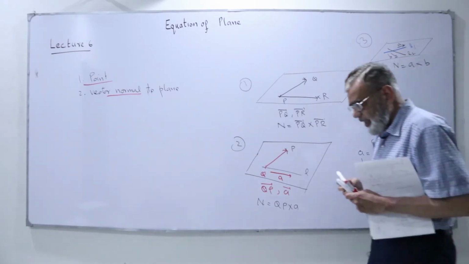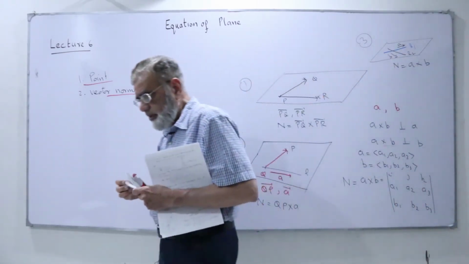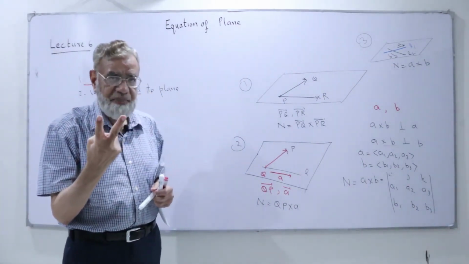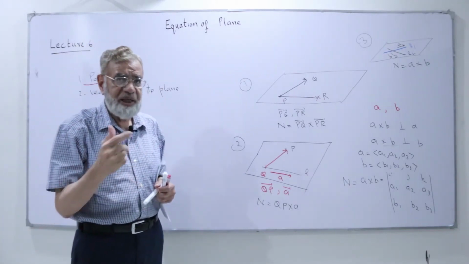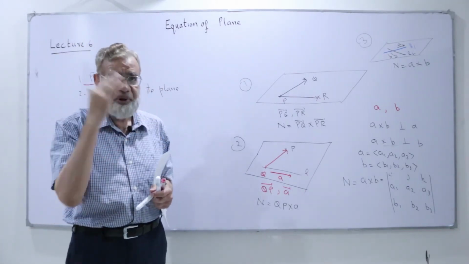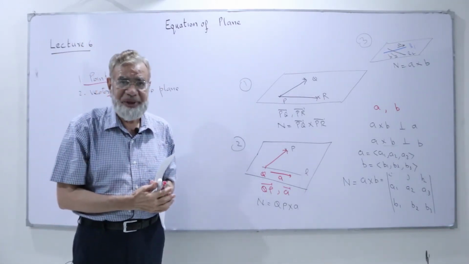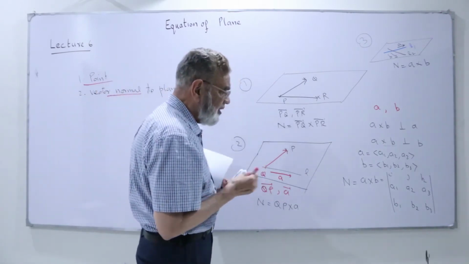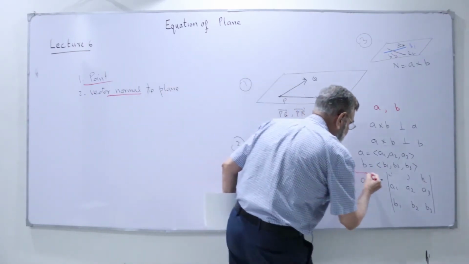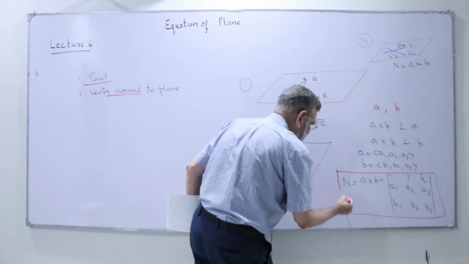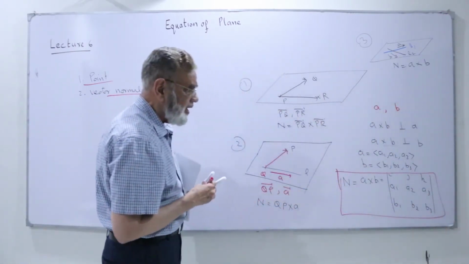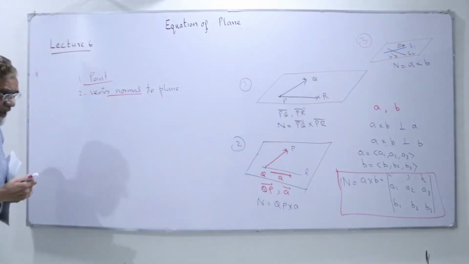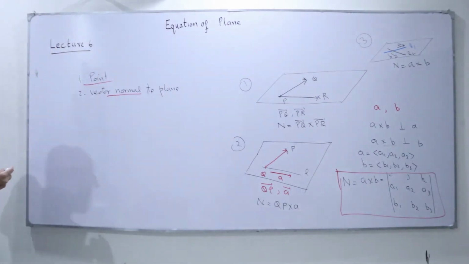So in any case, when we want to find the equation of a plane, we need two vectors in the plane. We take the cross product, we get the normal to the plane, and taking any one of the points, we can write the equation of the plane. We must not forget the definition of the vector product: the determinant of i, j, k, A1, A2, A3, B1, B2, B3. I will give you an example for this.